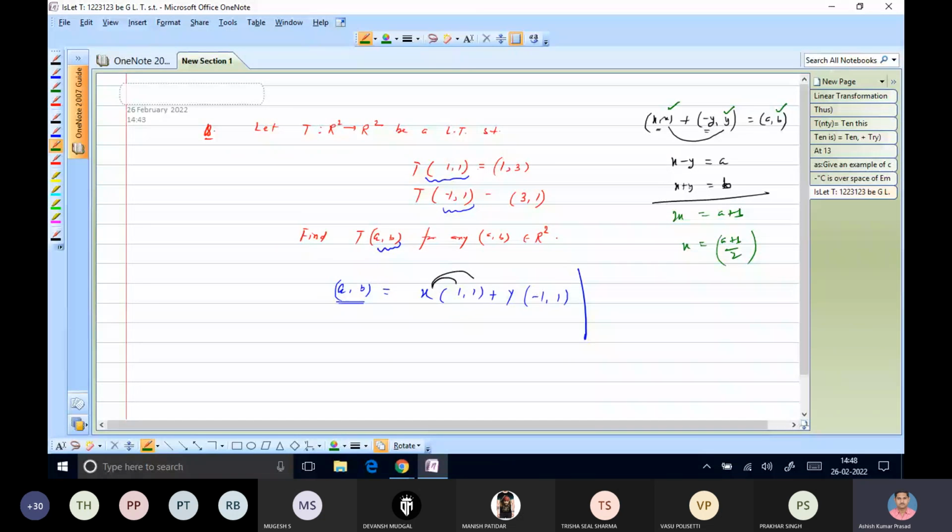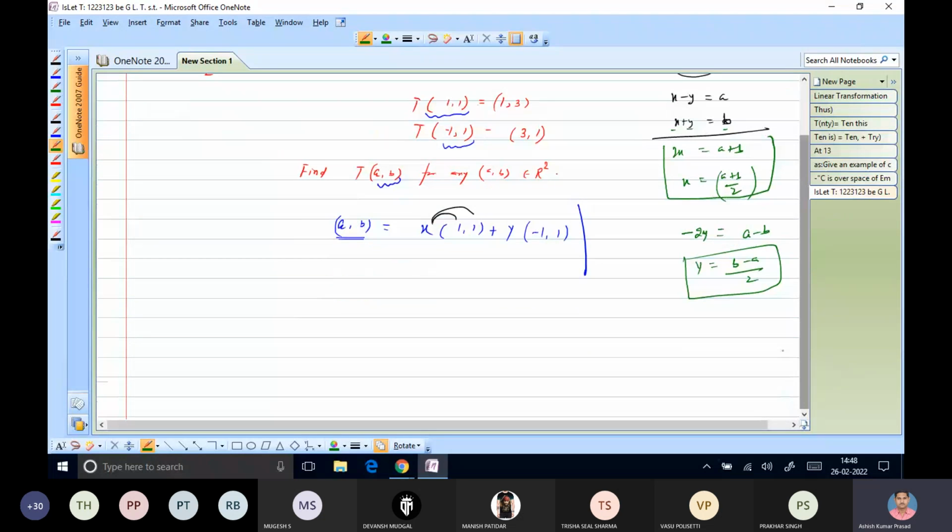Or otherwise, what you do, you subtract the two equations. So it is minus, minus, minus. So x minus x cancel, minus y minus y is minus 2y equal to a minus b. So y equal to b minus a by 2. So y also we are getting, right?